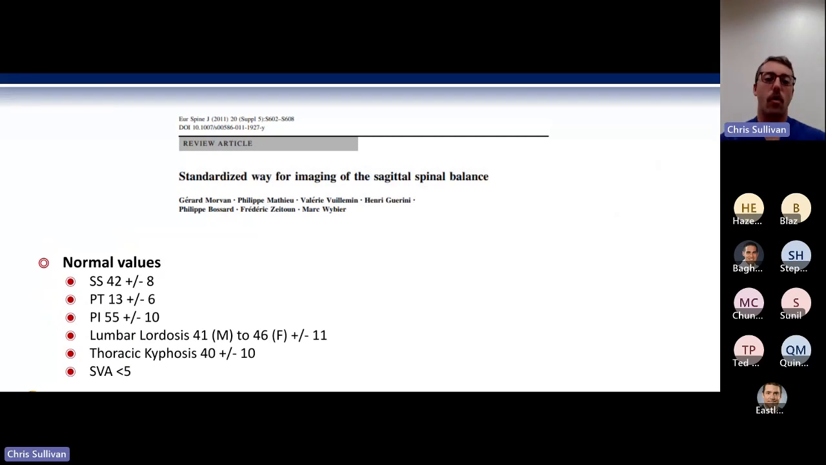So what are normalized values? Overall sacral slope should be about 42 degrees plus or minus 8. Pelvic tilt about 13 plus or minus 6. Pelvic incidence 55 plus or minus 10. And then lumbar lordosis in the 40s, depending on male or female, plus or minus 11. Thoracic kyphosis, 40-ish, plus or minus 10. And then an SVA, generally less than 5. And that's sort of a standardized way of looking at it.